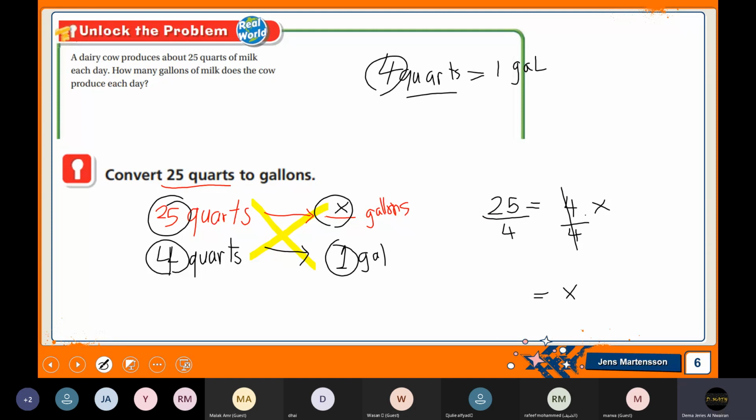We will divide it here now. 6 times 4 is 24. Then 1, you will add a decimal point with a 0. 10 divided by 4 is 2. 2 times 4 is 8. Then 2, 0, 20 divided by 4 is 5. So it will be 6.25.